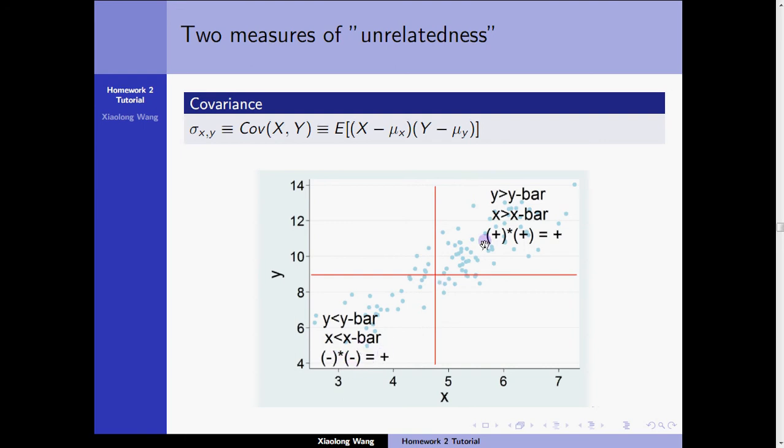So for any given sample of x and y, if most points are located on this quadrant or this quadrant or both, then we would see that x and y have a positive correlation with each other. And if for another sample all the points are located along this diagonal, then we would observe a negative correlation between x and y. So that's what the covariance means.